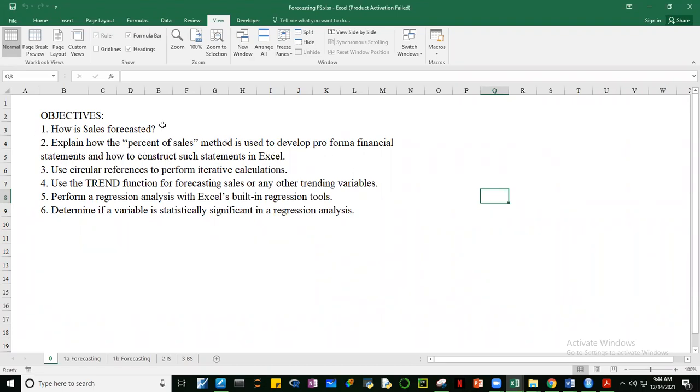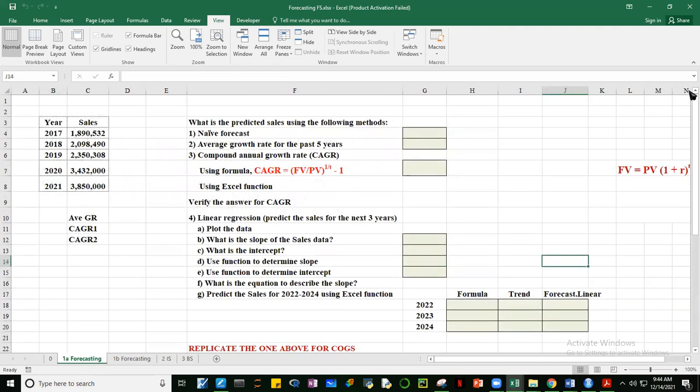Of course, we won't be able to finish everything, but definitely we'll be able to cover number 1, number 4, number 5, and number 6. The continuation of this will be on Thursday, number 2 and number 3. So let's go to our first worksheet here.